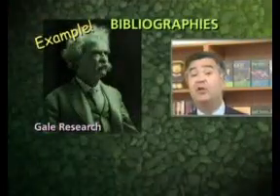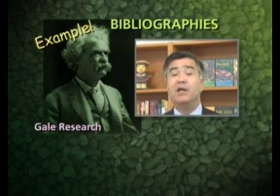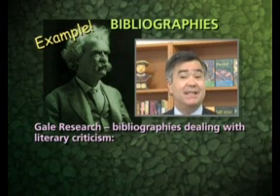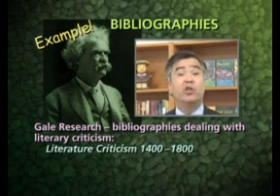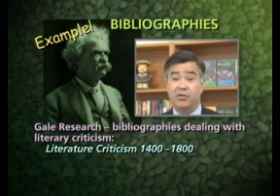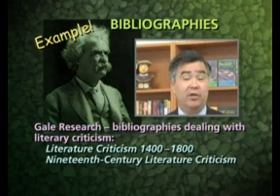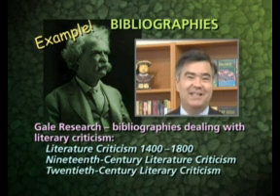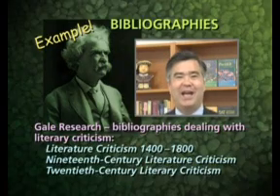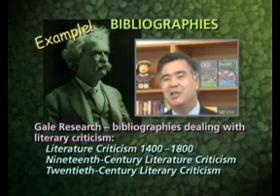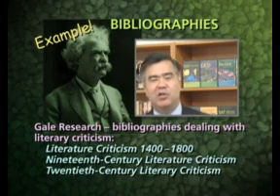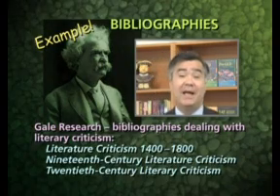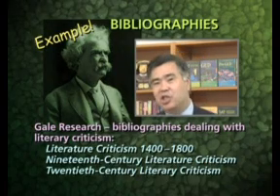For example, Gale Research publishes several massive, multi-volume bibliographies dealing with literary criticism. They're divided into 3 sets by period. The first is called Literature Criticism, 1400 to 1800. The second, 19th century literature criticism. And the third, 20th century literary criticism. Yes, they are inconsistent in the use of the words literature and literary, but never mind that. Here's the important point. Suppose you were doing research into the literary works of the American novelist Samuel L. Clemens, who's usually known by his pen name, Mark Twain. In which set would you look?